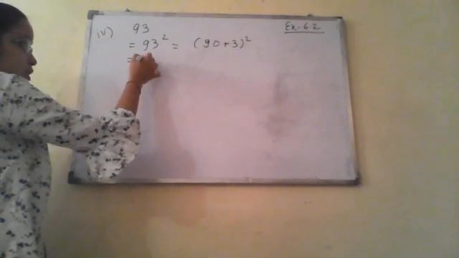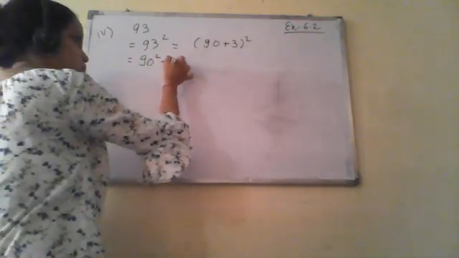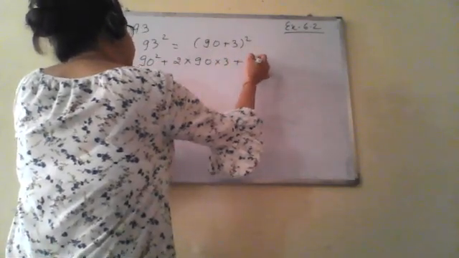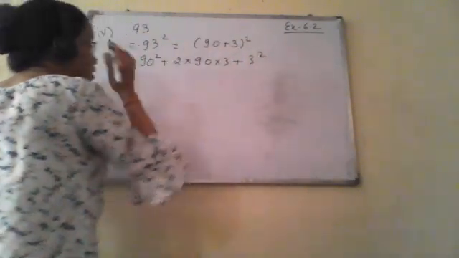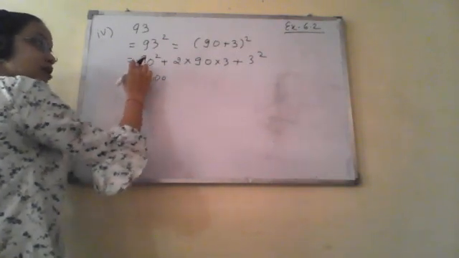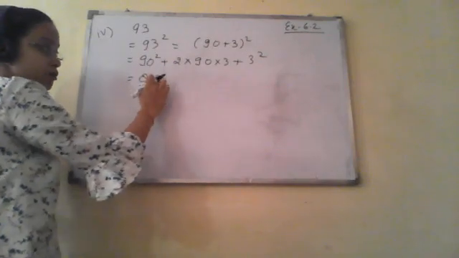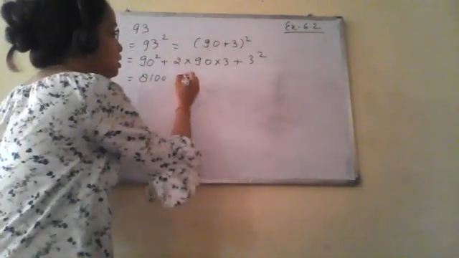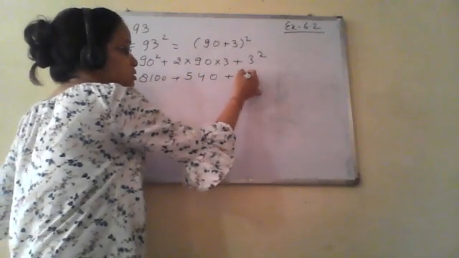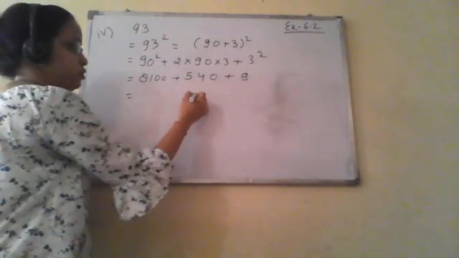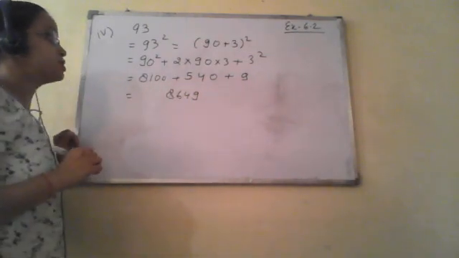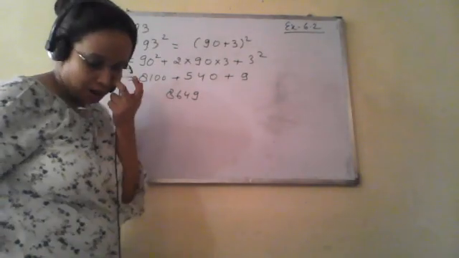Now we have a square, that is 90 square, plus 2ab plus b square, that is 3 square. So it is 8100. This 8100 is 9 times 9, 81, and we have double 0 here for the square. Okay. So this is 540 and this is 9. So the square of 93 is 8649.